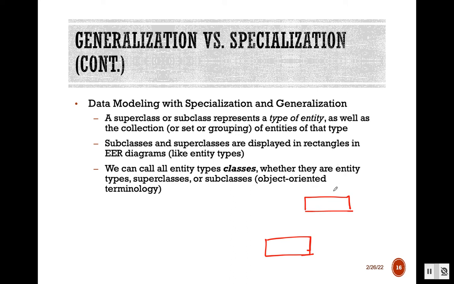In object oriented terminology, each of the entity types is known as a class, and each entity of that type is known as an object, or entity, in the entity relationship model.